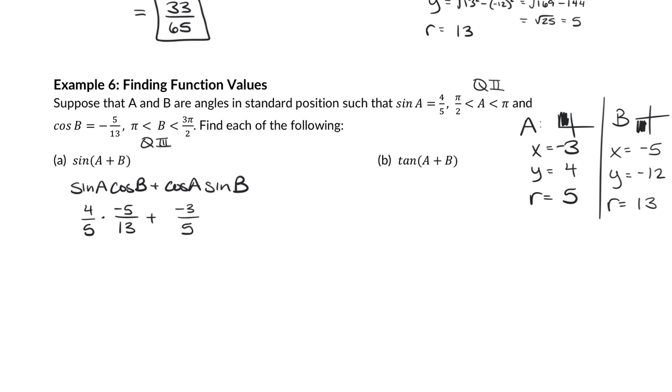Cosine is x over r, negative 3 over 5. And then the sine of B, there it is, negative 12 over 13.